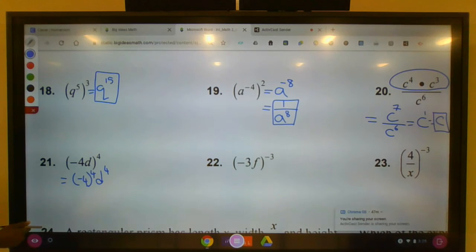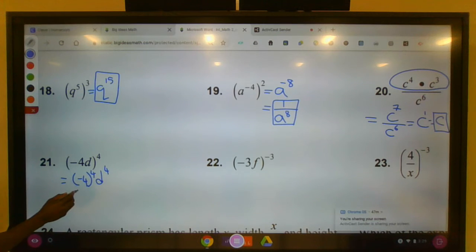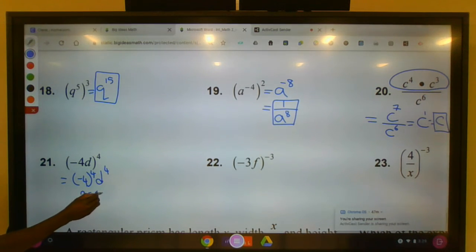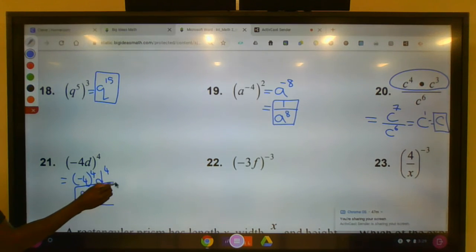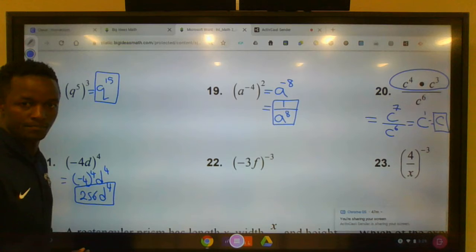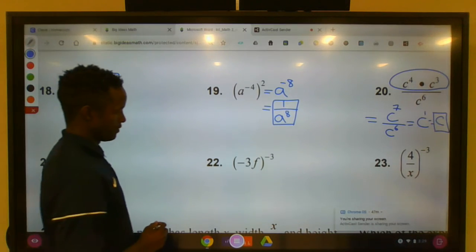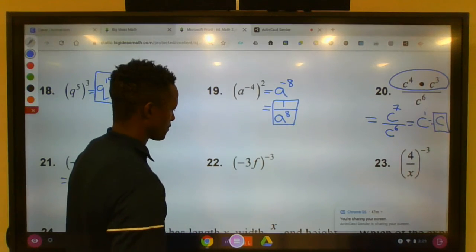Negative 4 to the 4th power. You know, this is also another time where you can use a calculator. You know, it gives us positive 256. Correct me if I'm wrong. And then d to the 4th power stays as is. Okay. Next one, similar to the previous one.